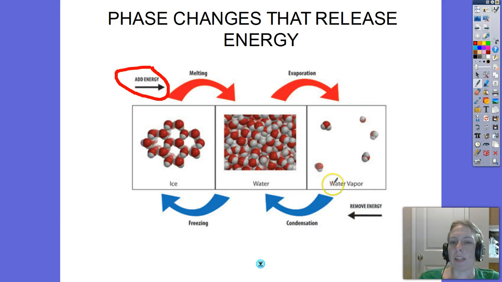Now the opposite, if we want to go from a gas to a liquid state, like in condensation, we would be removing energy from the system. Same thing with water and freezing. If we're going from liquid water to ice, we're actually removing energy. So these are important concepts to make sure that you understand.